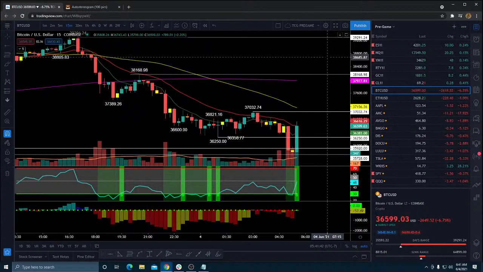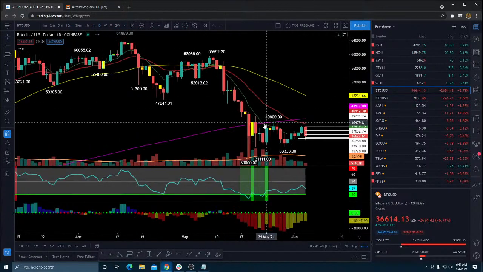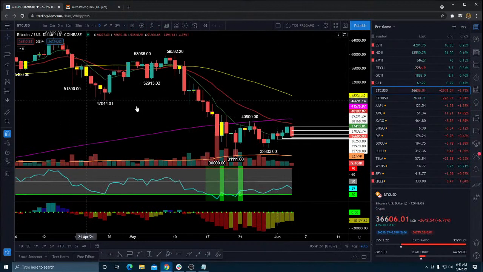Elon said that the broken heart is breaking up with Bitcoin, whatever the reason. So on the daily, here are all your levels for Bitcoin, first of all.